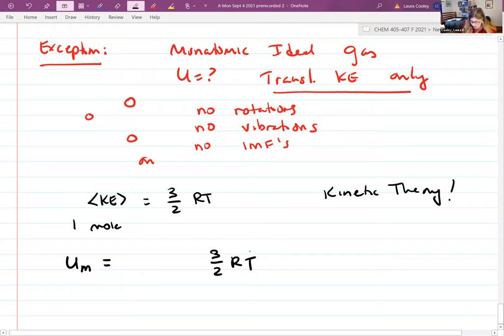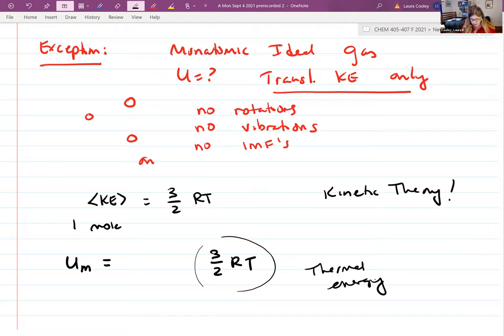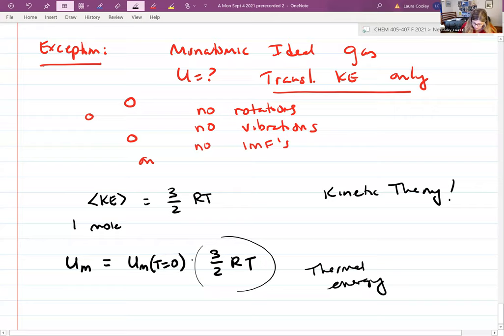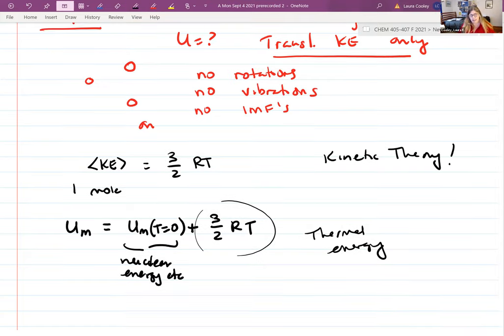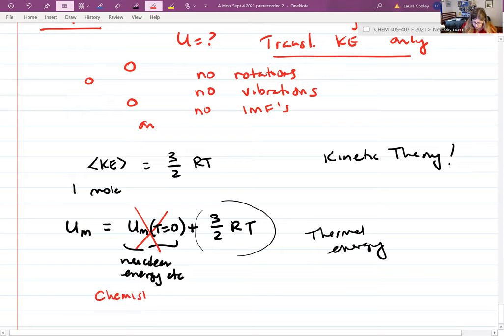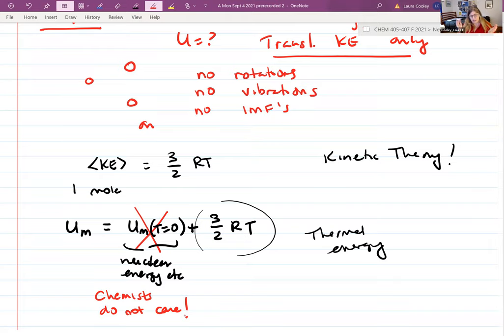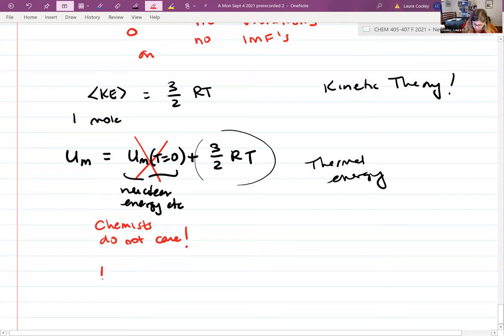However, I left a space. The reason I left a space is because, as I've told you, this is what we call the thermal energy. This is the energy a molecule has by virtue of the fact that the temperature is not zero. But it turns out that atoms do have energy even when the temperature is zero. I call that the molar internal energy at T equals zero. So I really should add this in, and this would be like nuclear energies, etc. The thing is that this is there for everything, and we're just going to ignore it because chemists don't care. When we calculate our changes in internal energy, we don't need to worry about that because everything has the same thing. So we just take the molar internal energy to be 3/2 RT for a monatomic ideal gas.